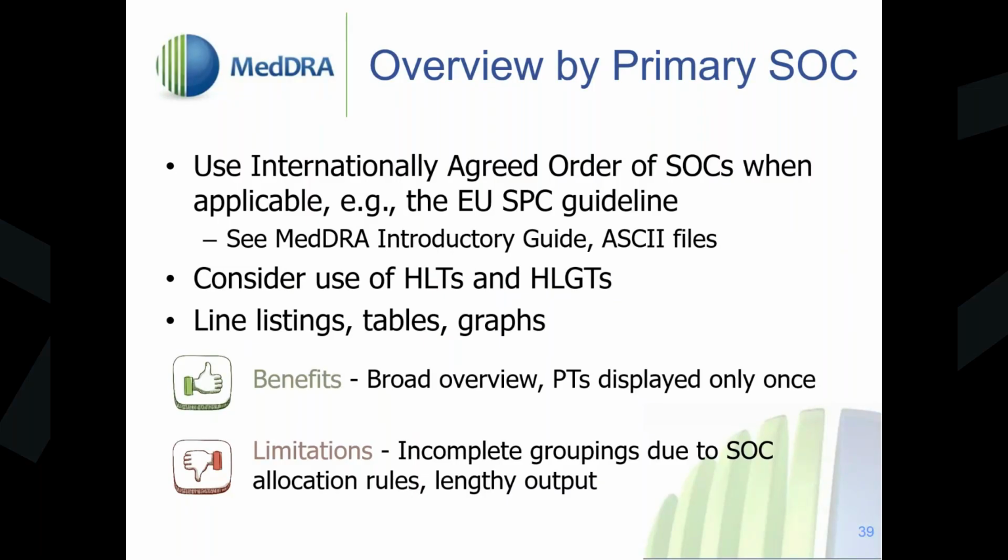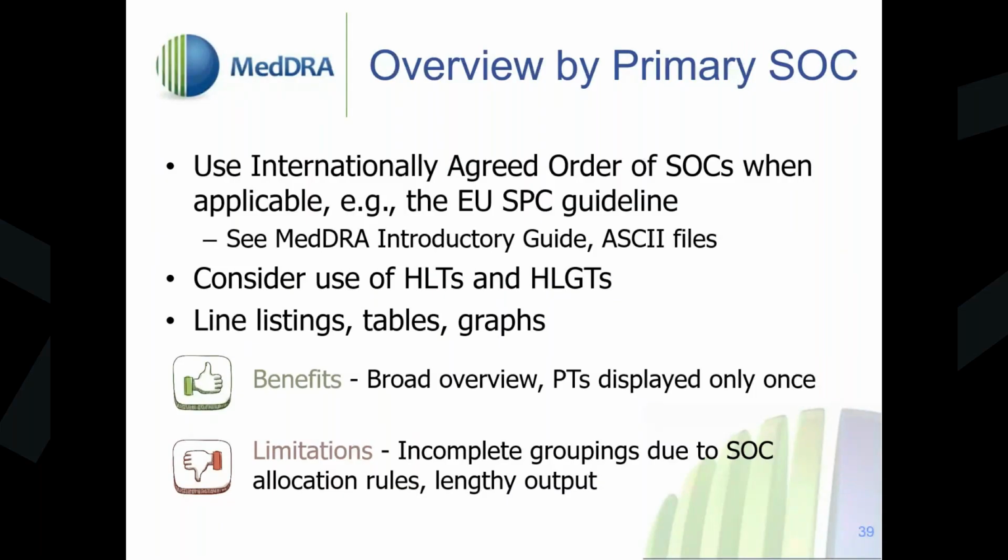Now, representing data just by primary system organ class, whether as a line listing, a table, or a graph, will have benefits and limitations. The benefit is that it gives you a quick overview of what your safety profile looks like, especially when you talk about those critical safety signals. All of your neoplasms will be aggregated in your primary SOC view. All of your congenital disorders, if you have any, will be aggregated together, and all of your infections will be aggregated. So that first look will answer that first question: do I have any of these significant critical safety signals I need to worry about? So that's your broad overview.